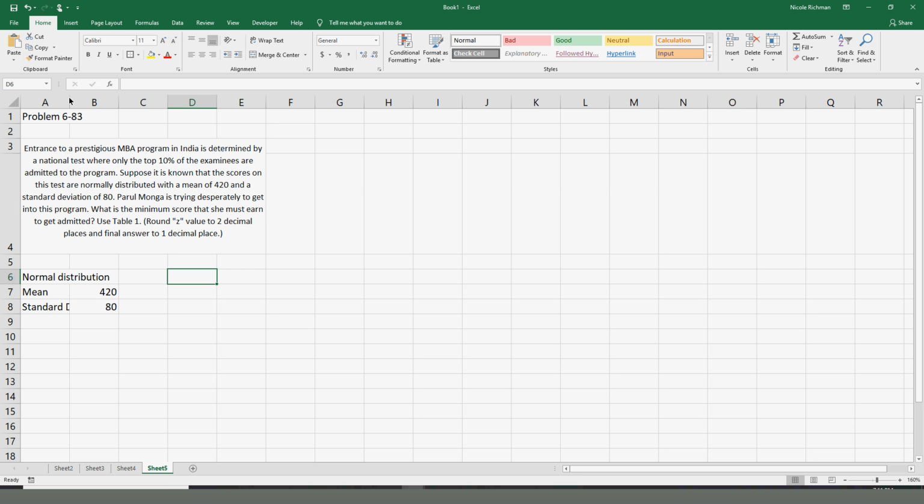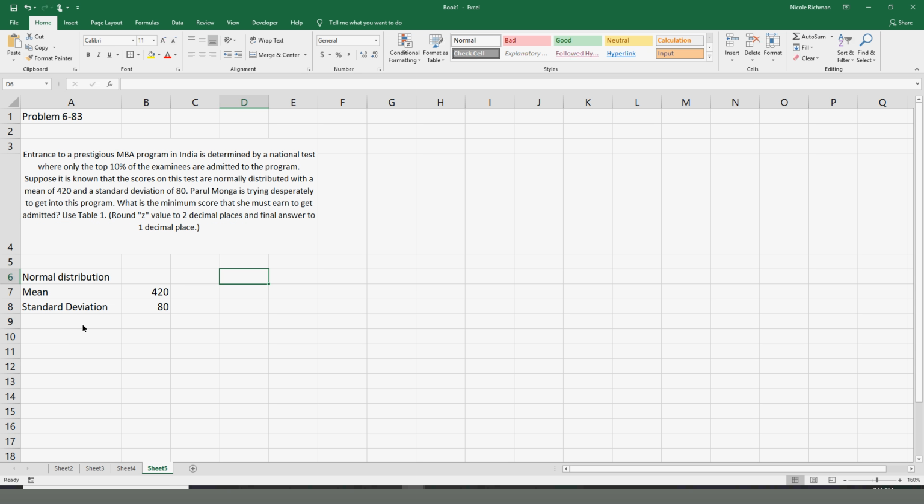So when I read these problems, I like to just break out the key pieces of information to help me figure out what I need to do and what I need to solve. Okay. So in this case, if we want to find out the minimum score you must earn to get admitted, so the top 10%.